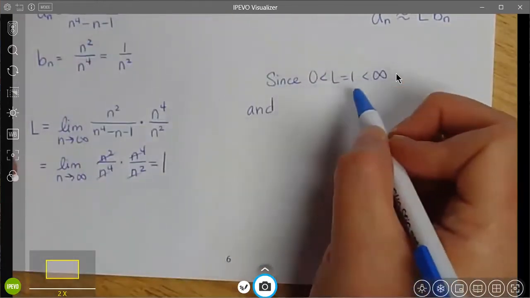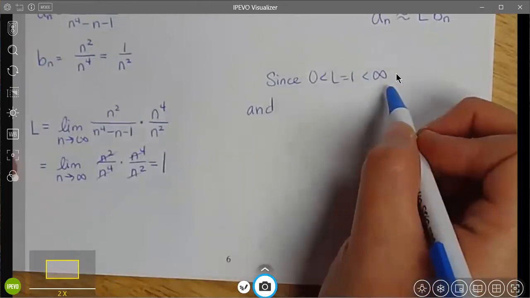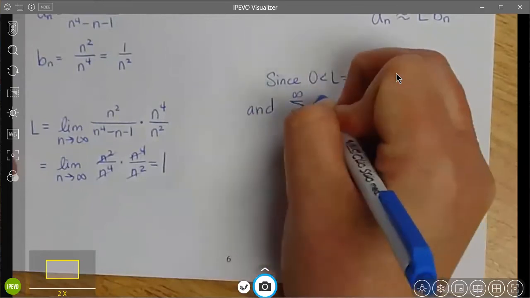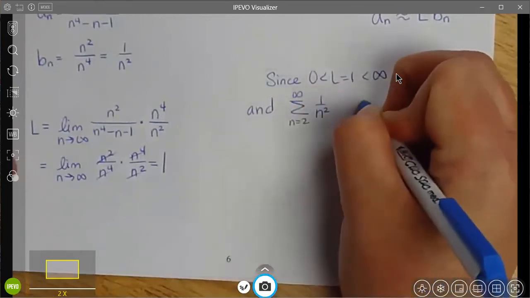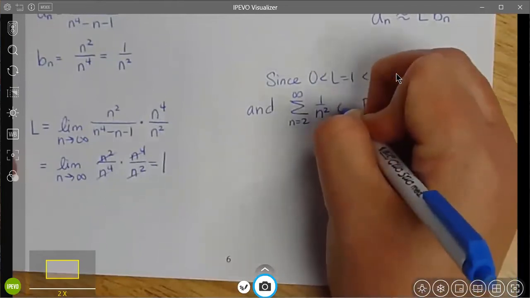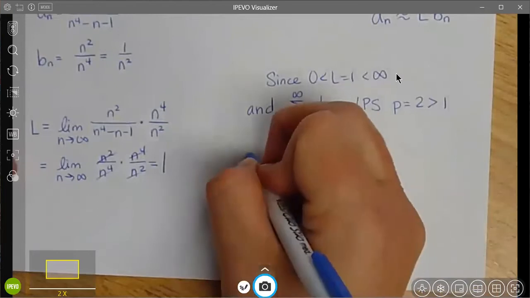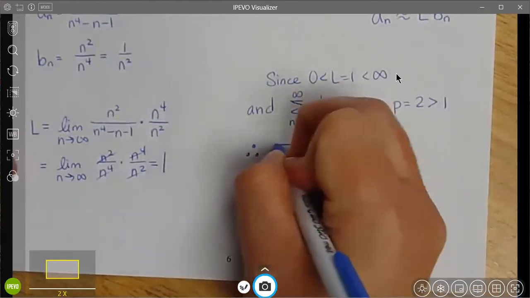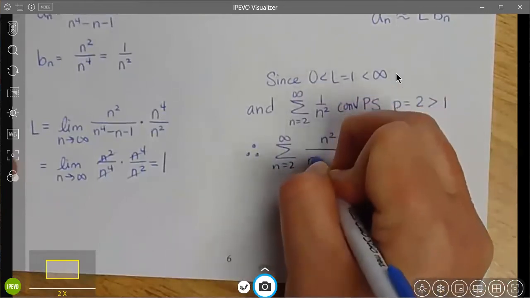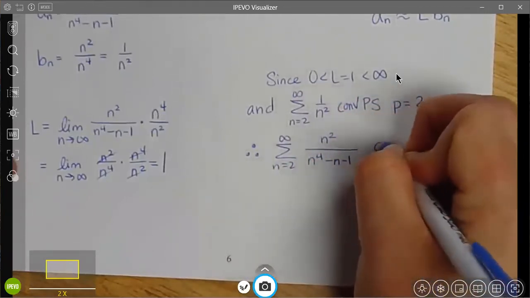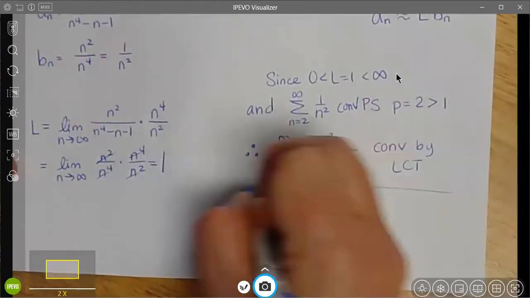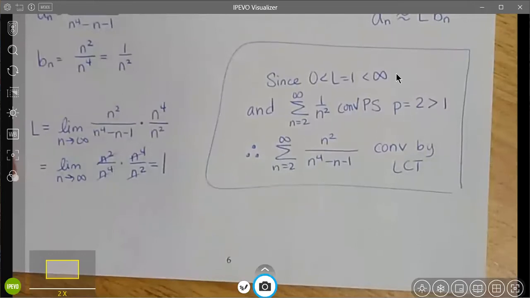So since L is equal to 1, between 0 and infinity, and the series from n equals 2 to infinity of 1 over n squared, that's a p-series. p is equal to 2, which is greater than 1, so it converges. Therefore, my original series, n equals 2 to infinity of n squared over n to the fourth minus n minus 1, converges by LCT. All right, so that is my write-up for that one.